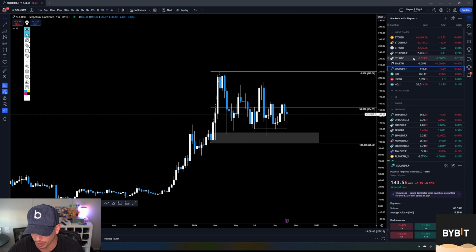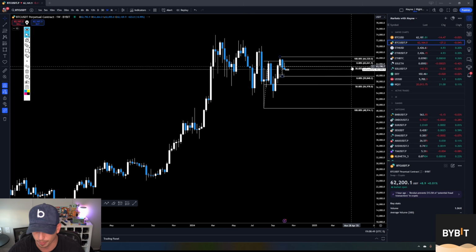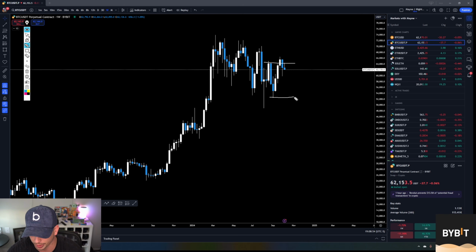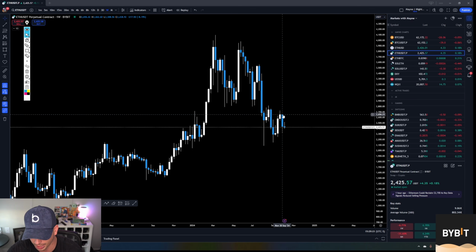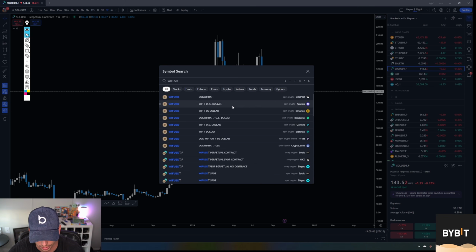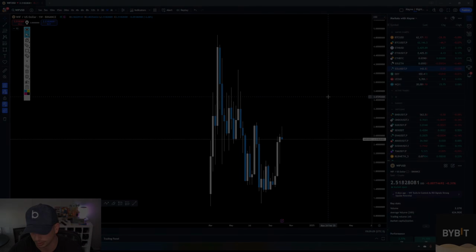But out of these pairs, the big three, Bitcoin's the only one that made the internal market structure shift, right? So it broke this internal high here, but Solana did not, and Ethereum did not. Ethereum did not make a higher high. Solana did not make a higher high. Many altcoins did not make higher highs.